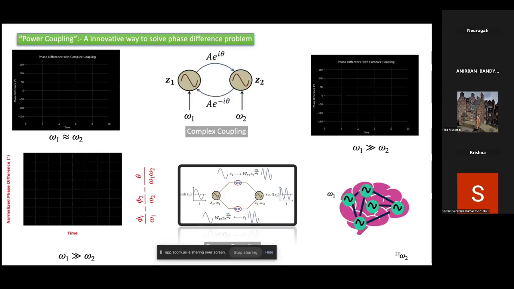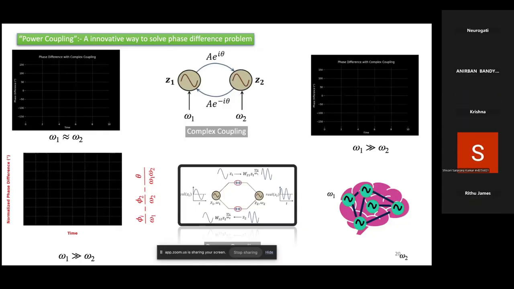So let's say there are two oscillators, given by Z1 and Z2, and they're coupled by e to the power i theta and e to the power minus i theta. So these form a Hermitian matrix. By this we can set up this kind of system. But what is the problem if we couple these two oscillators by the simple complex coupling?